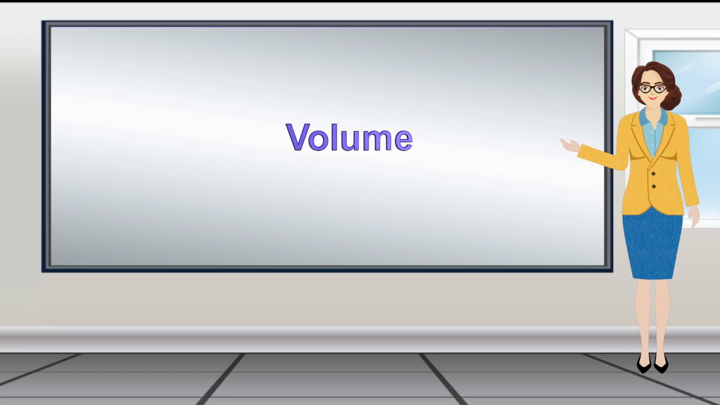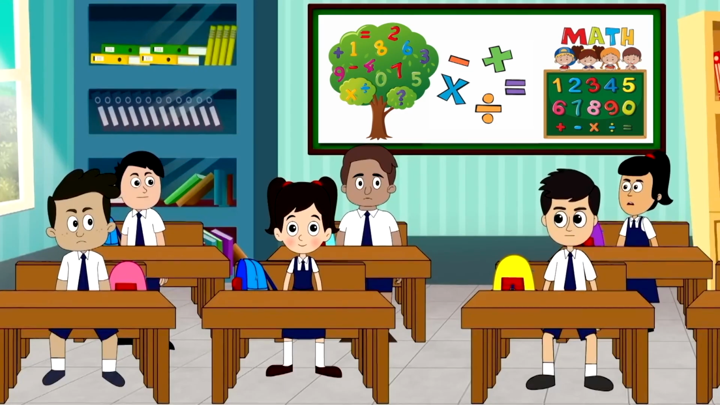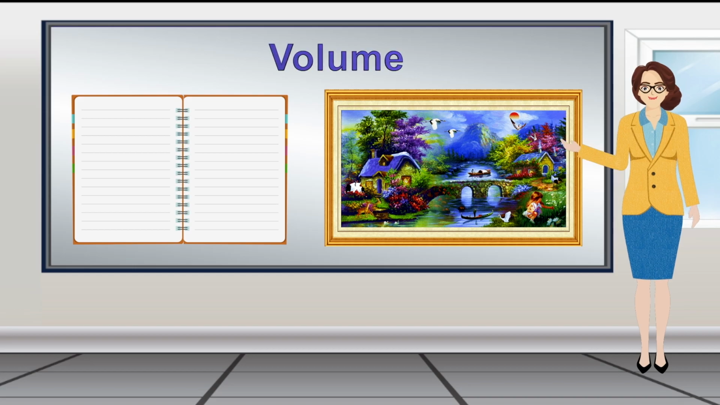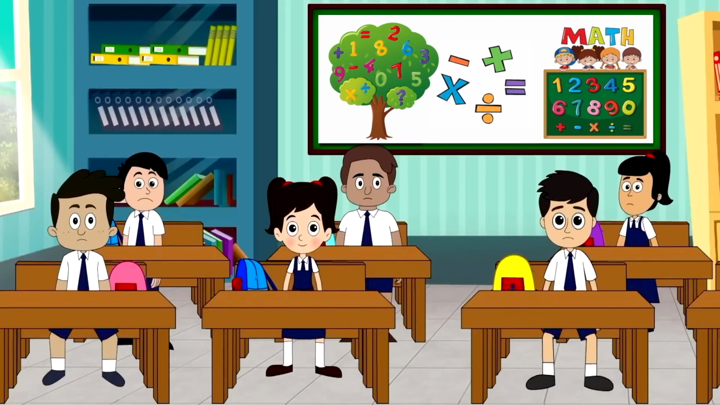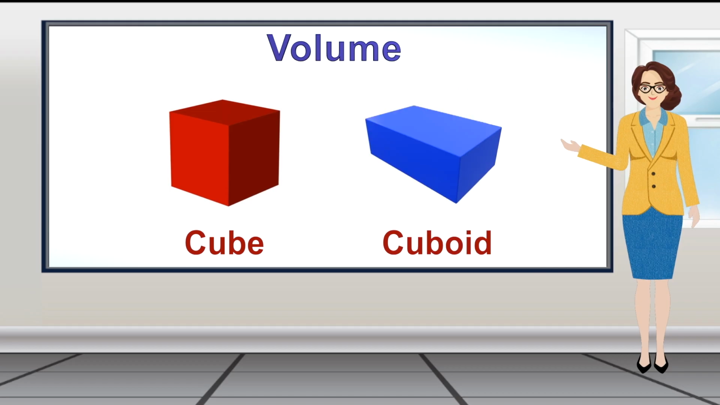Students, let's learn about volume. Volume is all about the space occupied by three-dimensional objects. Take a look around. You will see plenty of examples. See these plain surfaces, like the pages of a notebook or the paintings on a wall. They don't have volume, they only have area. But when we talk about solid figures like cubes and cuboids, that's where volume comes into play.